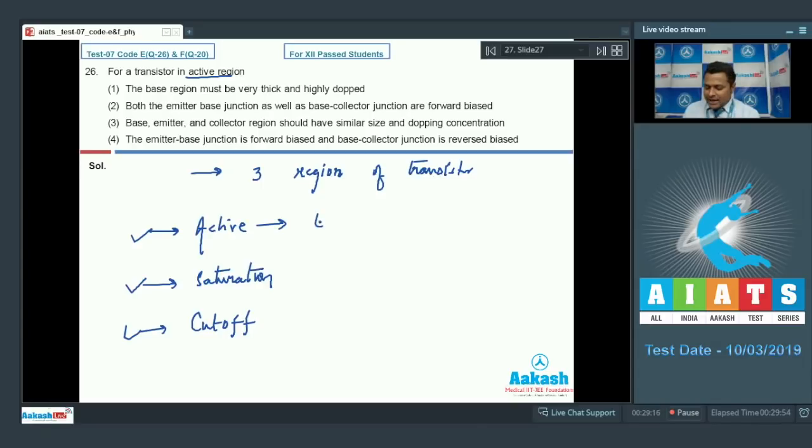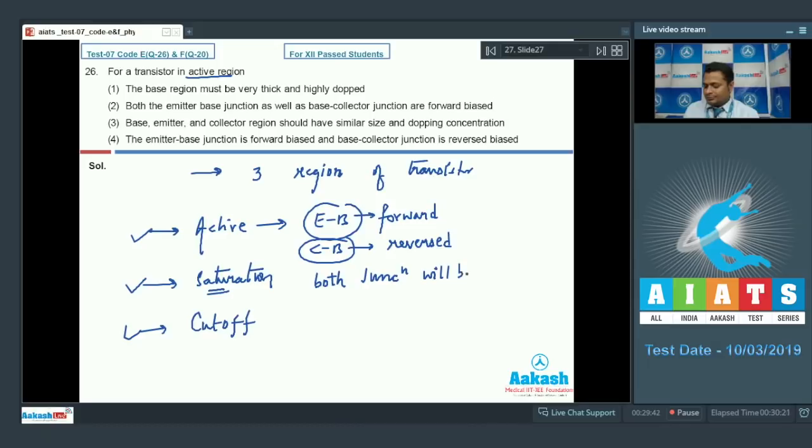In active region, the emitter base junction must be forward biased and collector base junction must be reverse biased. In case of saturation region of transistor, both junctions will be forward biased. On the other hand, in case of cutoff region of transistor, both junctions should be reverse biased.